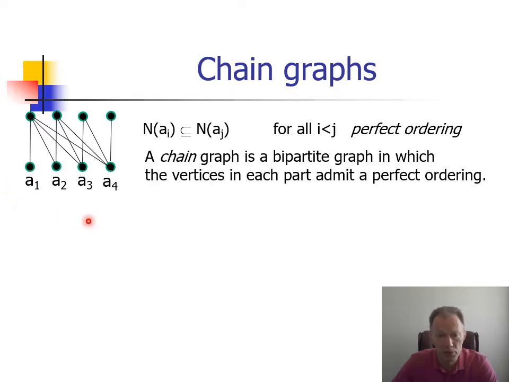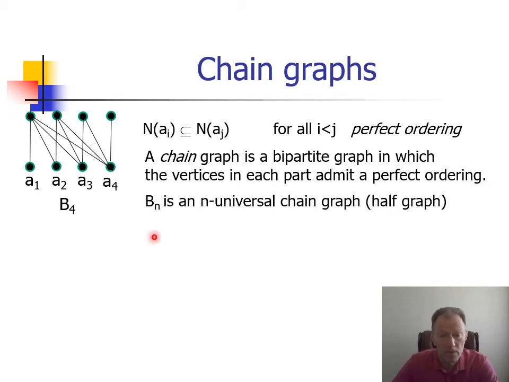This is a typical example of a chain graph. This example is typical in the sense that if we denote a graph of this form with n vertices in each part by Bn, then it's not difficult to show that Bn is an n-universal chain graph, meaning it is a chain graph containing every n-vertex chain graph as an induced subgraph. Paul Erdős called graphs of this structure half-graphs because they have approximately the same number of edges and non-edges between the two parts of the bipartition. By the way, half-graphs are very important in model theory, but this is beyond the scope of this presentation.